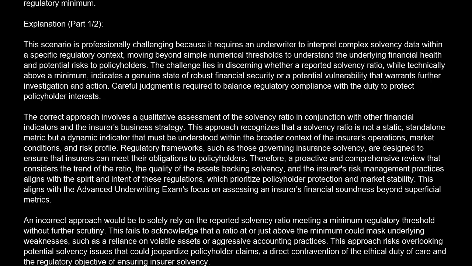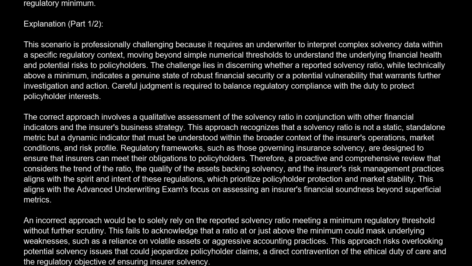An incorrect approach would be to solely rely on the reported solvency ratio meeting a minimum regulatory threshold without further scrutiny. This fails to acknowledge that a ratio at or just above the minimum could mask underlying weaknesses, such as a reliance on volatile assets or aggressive accounting practices. This approach risks overlooking potential solvency issues that could jeopardize policyholder claims, a direct contravention of the ethical duty of care, and the regulatory objective of ensuring insurer solvency.